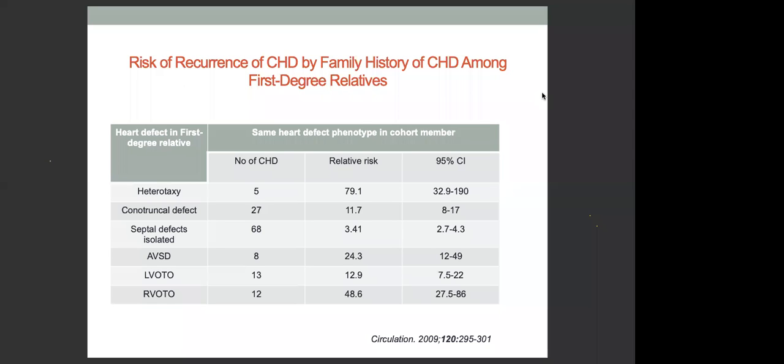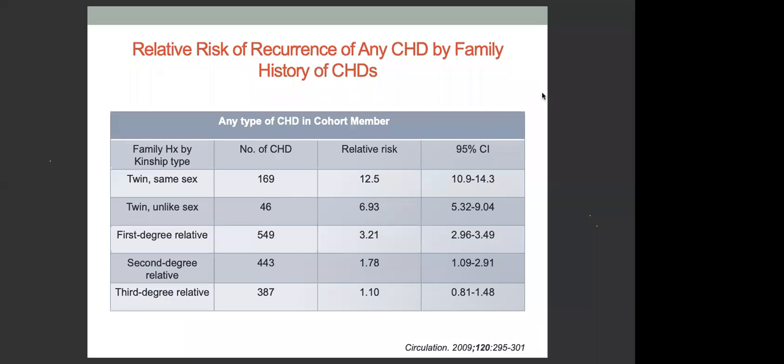The number of congenital heart disease cases, as we can see, is of course associated with relative risk and also the 95% confidence interval. If we look, these are some of the highest ones associated with heterotaxy and RV outflow tract obstruction as well. When they further looked at those who are twins or of the same sex, they noticed the incidence in nearly 170 congenital heart disease cases with a relative risk of 12.5. The highest one was seen in first degree relatives.